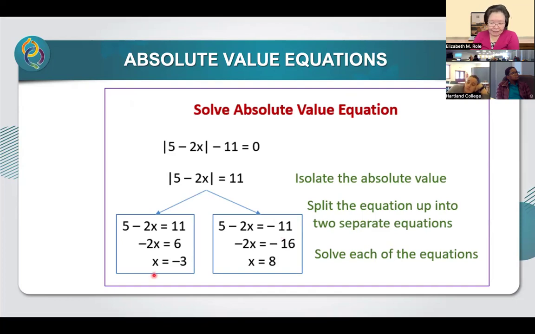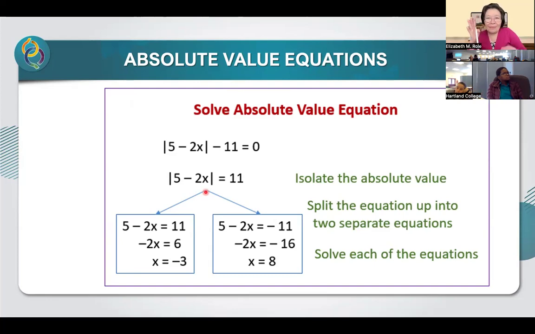So therefore, one answer is -3. The other answer is 8. Let us check whether that is correct. If x is -3, 5 minus 2 times -3 is 5 plus 6, which is 11, minus 11 is equal to 0. If x is 8, 5 minus 2 times 8 is -16, plus 5 is -11, and the absolute value of -11 is 11. So there will be 2 answers for this equation.